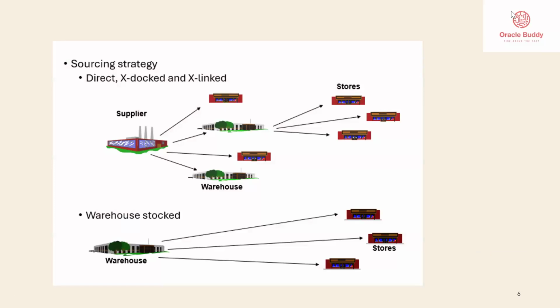So let's discuss the sourcing strategy. There are three types of sourcing strategy: one is direct replenishment, one is cross-dock replenishment, and one is cross-link. Here the supplier is here, the warehouse is here, and the stores are here. In the cross-dock and cross-link, the supplier sends the goods to the warehouse, and from the warehouse it goes to stores. Whereas in direct, the stock goes directly from the supplier to the store.